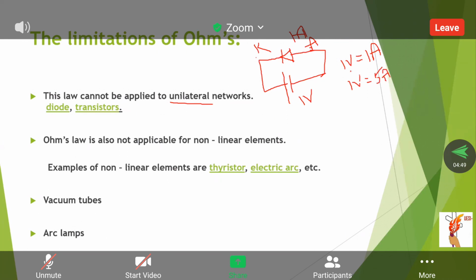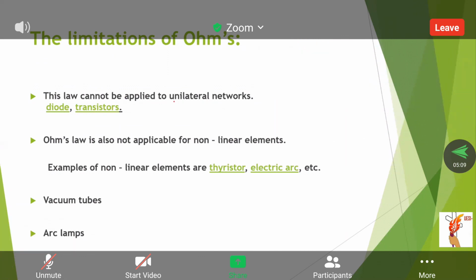Means when the direction is not proper, we get 1 amp. When the direction is reversed, we get another value. So these types of elements or networks we call unilateral networks. That means when we change the direction, its value changes. Those networks we call unilateral. If even when we change the terminals its value does not change, we consider them bilateral networks.